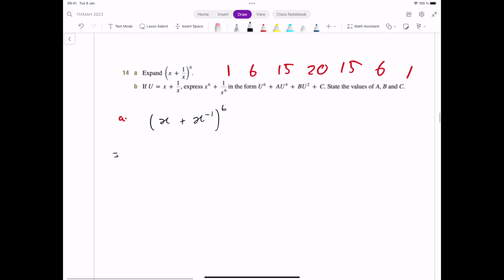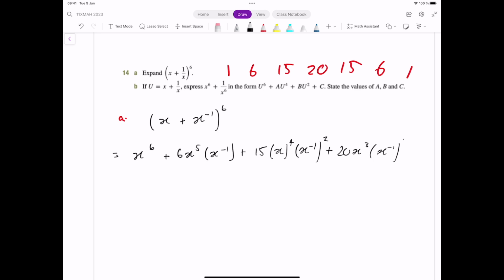So that's going to be really nice, and it's going to be x to the power of 6 plus 6x to the power of 5, x to the power of minus 1, plus 15, x to the power of 4, x to the power of minus 1 squared, plus 20, x to the power of 3, x to the power of minus 1 cubed, plus 15, x to the power of 2, x to the power of minus 1 to the power of 4, plus 6, x to the power of minus 1, 5, plus x to the power of minus 1, 6.